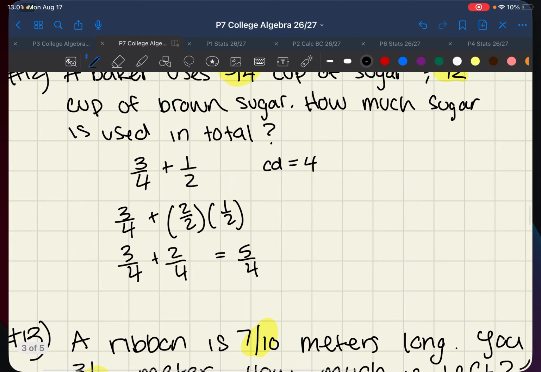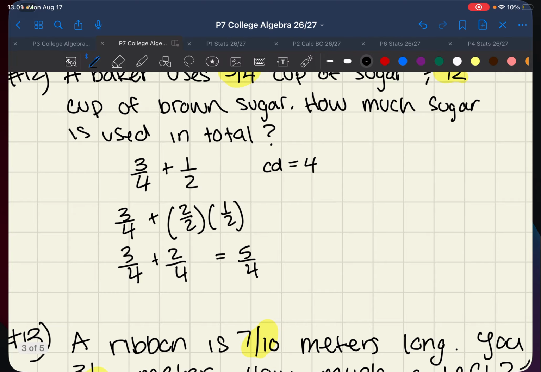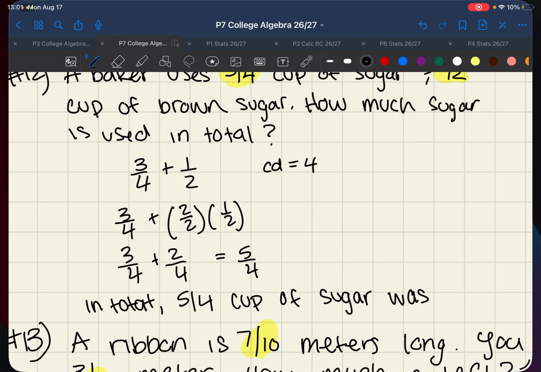And since this is an application problem, I need to write this in a sentence. So in total, 5/4 cup of sugar was used. And again, that is my answer, the sentence itself.